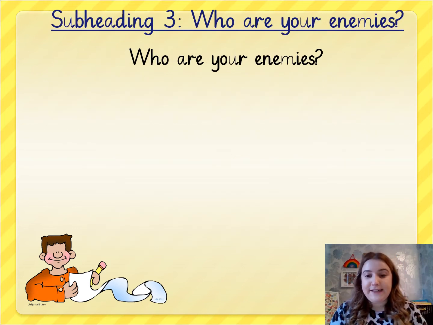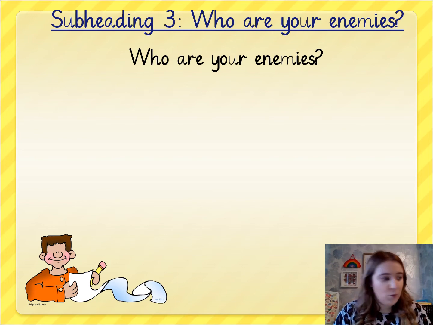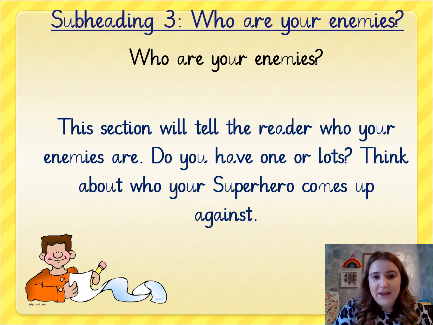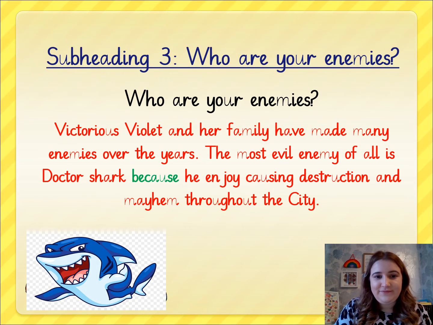The final subheading that we're going to be looking at in today's lesson is subheading 3, who are your enemies? So your superhero must be enemies with someone. So this is what we're going to think about now. It tells the reader who your enemies are. Do you have just one enemy or do you have lots of them? Think about who your superhero is going to come up against. Let's have a little think about who your enemies are, and I'm going to show you mine now.